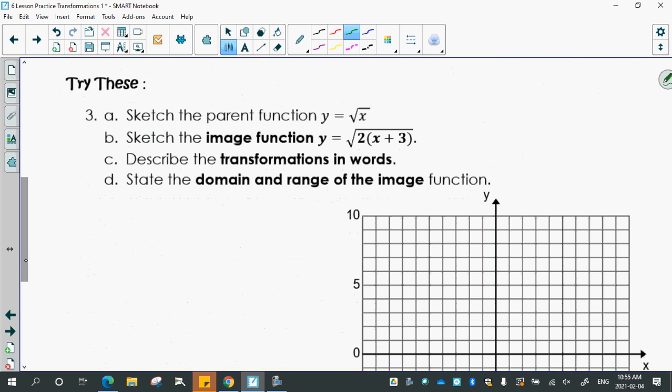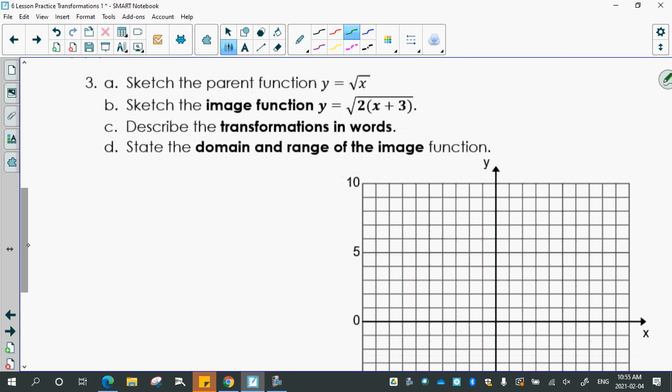All right, so now we have some horizontal ones to try here. Sketch the parent function y equals square root of x. I'll be good at that. Okay, so I've got everybody drawing that one by memory now, which is awesome.